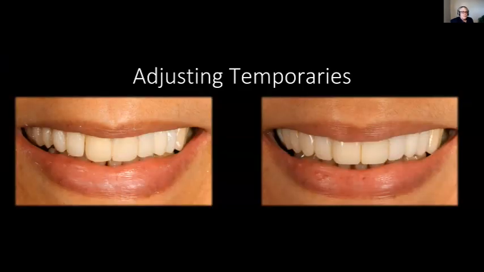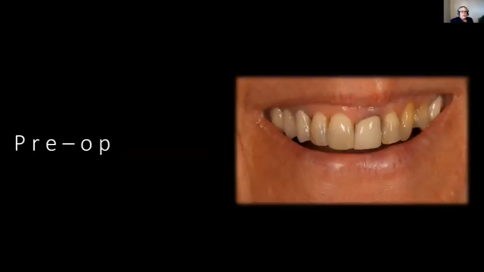So you can use it to adjust your temporaries, and it'll help because I tell you one thing, that smile on the second photograph, that's going to the lab. And I'm going to say, this is what I want. I don't know what we're thinking on the first picture, but I want that as my second photo to be my outcome, right?